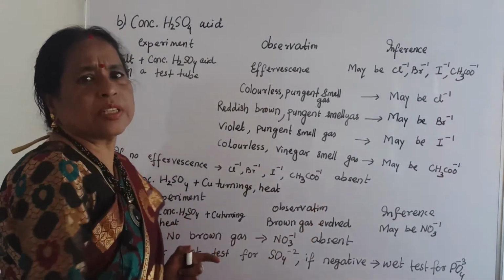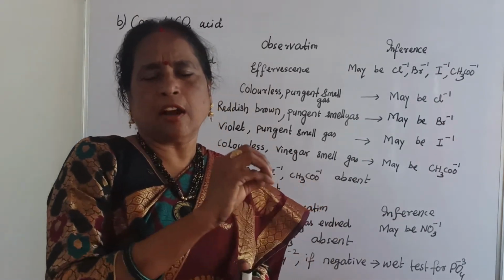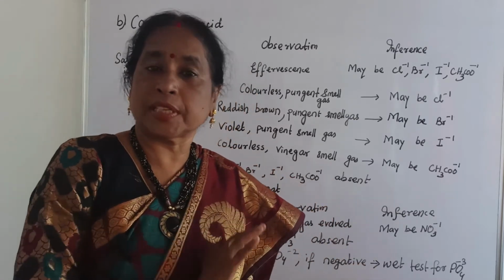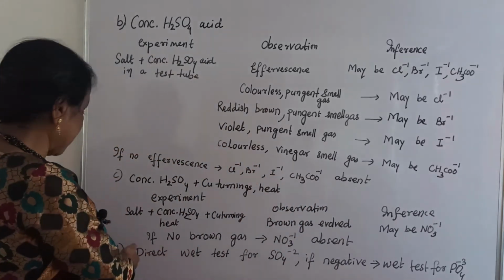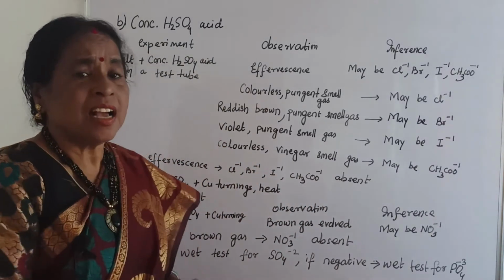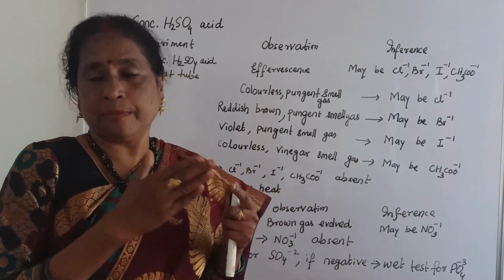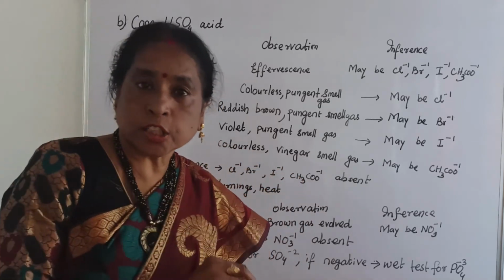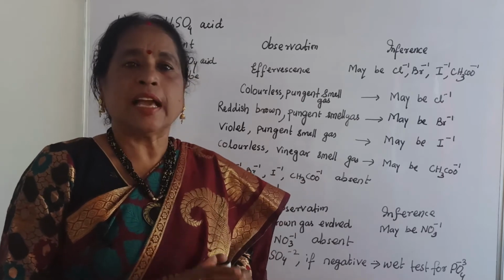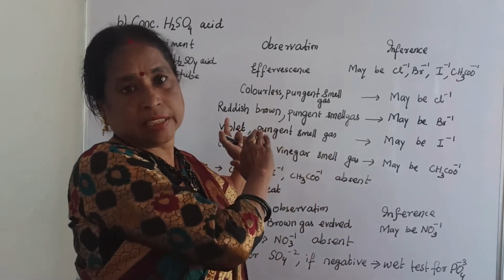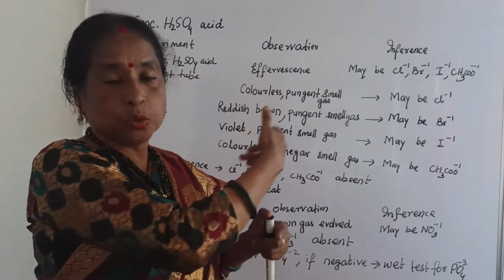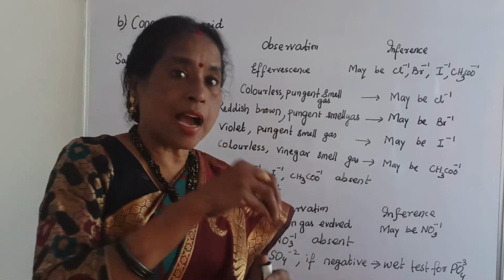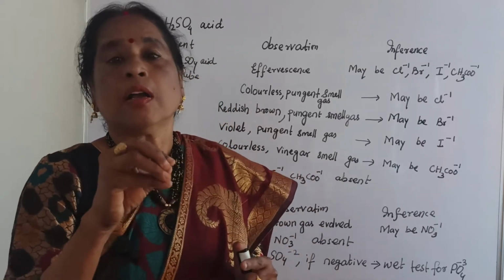If no brown gas evolves after adding copper turnings and heating properly, that means the nitrate group is also absent. Then what to do? You go to the next step. Now two radicals remain, one is sulfate and another is phosphate. For sulfate and phosphate radicals, there is no requirement for a dry test. You have done the 2 or 3 dry tests properly, and after that no dry test is required. Directly you go to the test for sulfate radical.